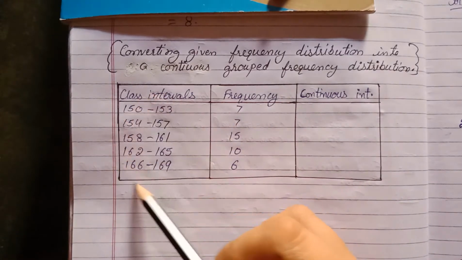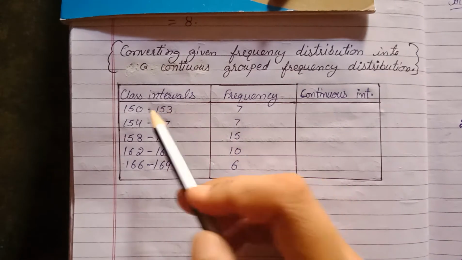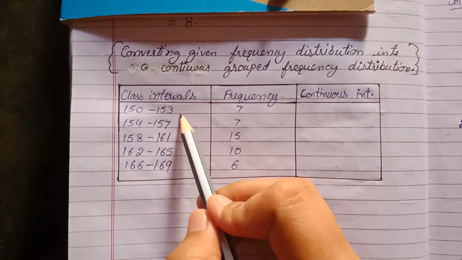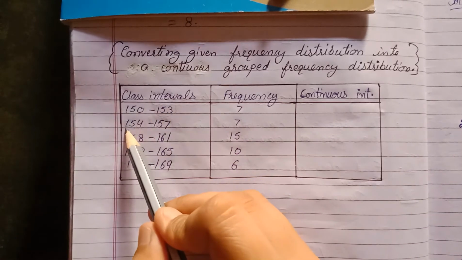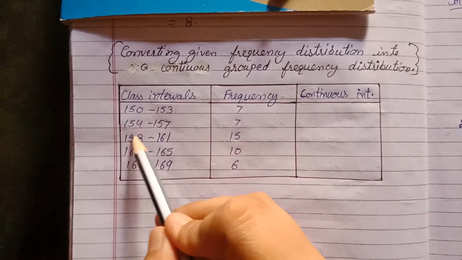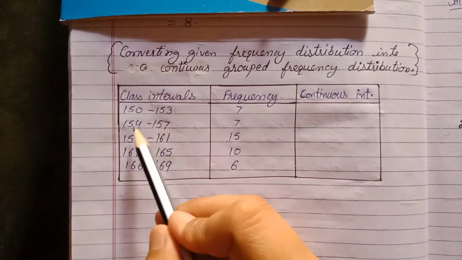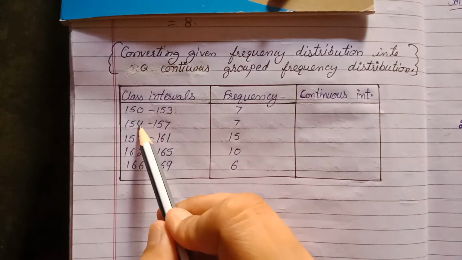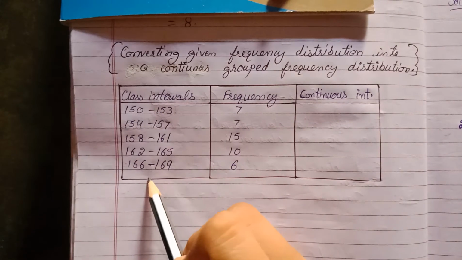Now we have these class intervals. Let us check whether they are continuous or not. To check this, let us see the first class interval. It is 150 to 153. The upper limit is 153. In the second class interval, the lower limit is 154. Now the upper limit of the first interval and the lower limit of the second interval are different. They are not the same. There is a gap of one number between them. So that means these intervals are not continuous.